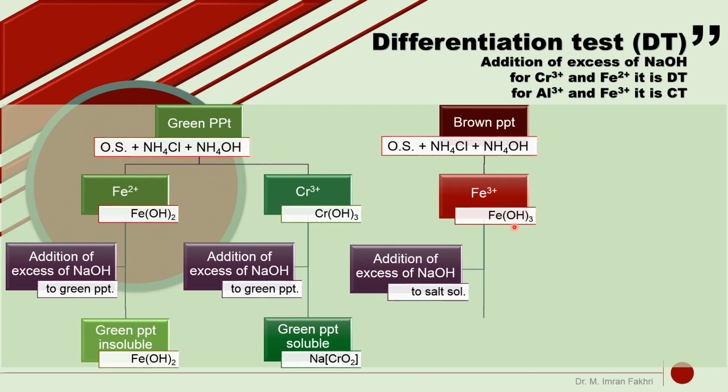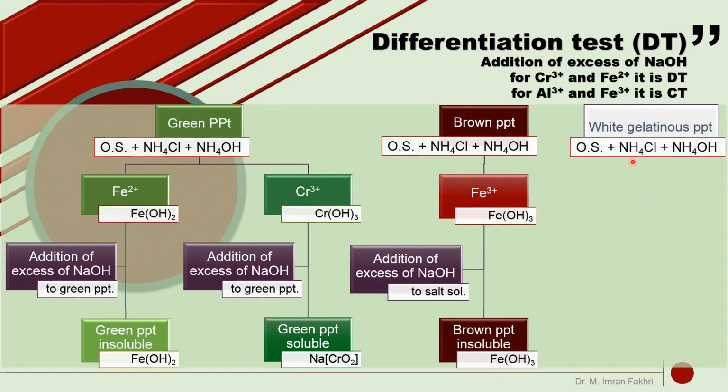We have to add excess of sodium hydroxide to the salt solution. We have to use the salt solution in another test tube, and we have to add excess of sodium hydroxide into it. There will be a brown precipitate, and in the excess of sodium hydroxide, those brown precipitates are not going to be solubilized. So we have ferric hydroxide present, and these ferric hydroxides are brown in color.